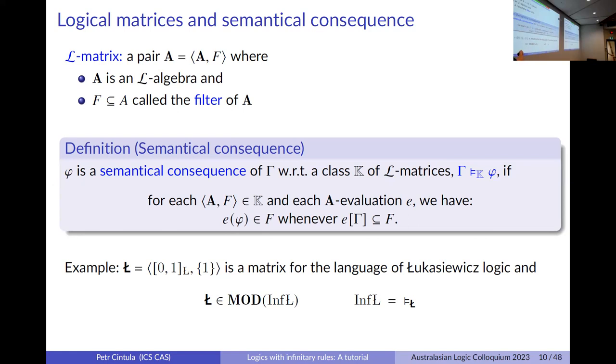So whenever for each evaluation, again, evaluations are the mappings from the free algebra into A, whenever the premises are true, so is the conclusion: preservation of truth. A particular matrix we will mention and use from time to time is this boldface L, Polish L, which is the standard MV-algebra with just one, because you remember how we defined truth, it was just preservation of one. And indeed, it is a model of the infinitary Lukasiewicz logic, and the infinitary Lukasiewicz logic is the semantical consequence with respect to this one particular matrix.